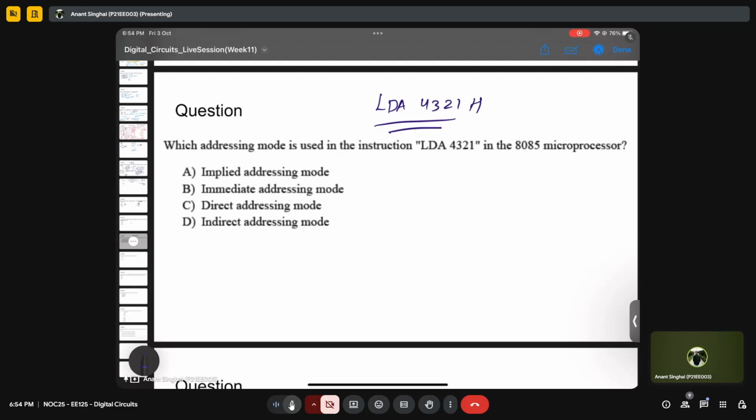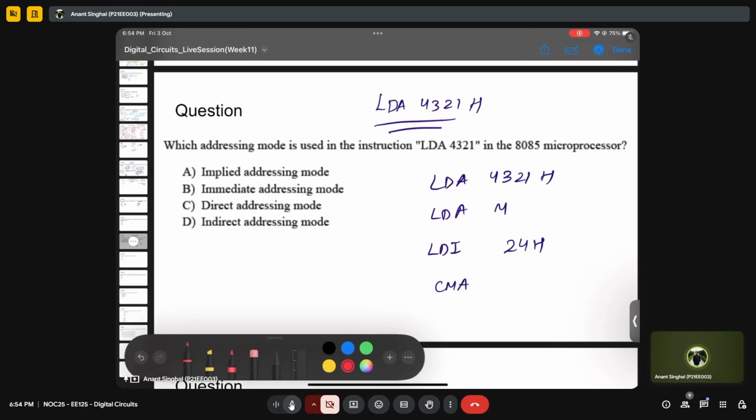Okay, so I've got one answer, I think, which is B. Let me try to explain all these options, maybe by giving some examples. One is the question itself, which is, let's say, LDA 4321H. I'll take a few more examples. Let's say LDA M. The next I'll take is LDI 24H, and then let's say CMA.